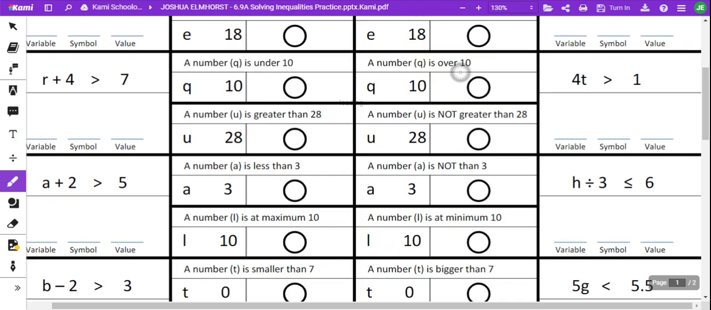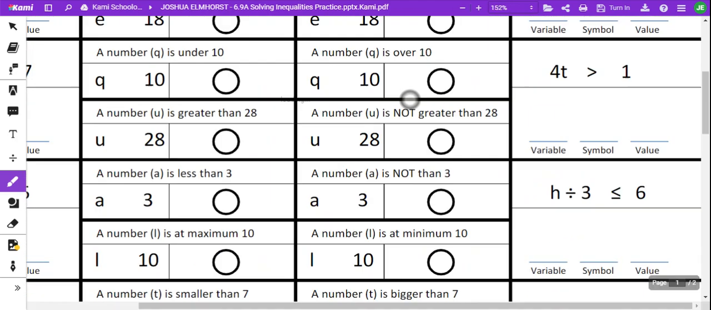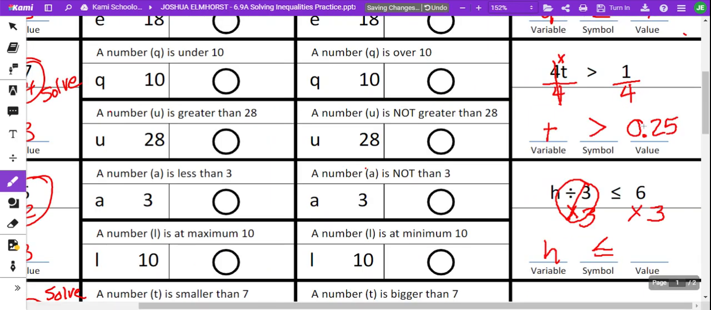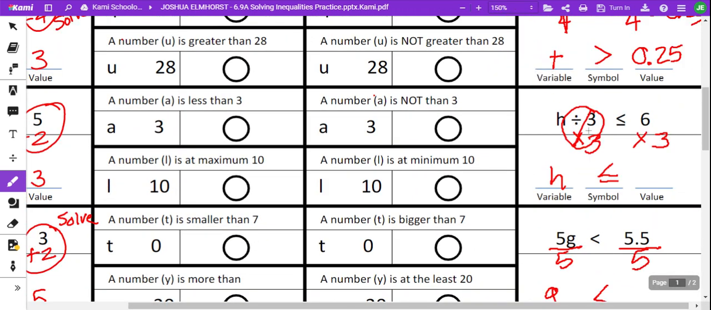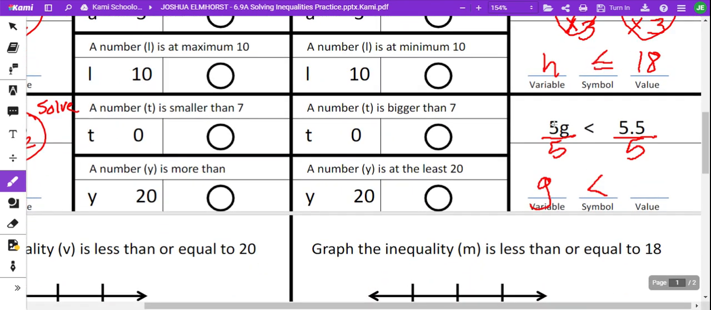Okay, finishing up the multiplying and dividing on the right. Divide by 4, divide by 4. It's going to be 0.25. Just a quick conversion. Thank you for the correction on this one. H divided by 3, you're going to multiply by 3 on both sides. The solve is going to be 6 times 3, which is 18. 5 divided by 5 is 1. That's going to cancel. G is less than 1.1.